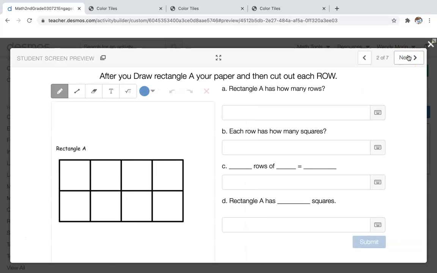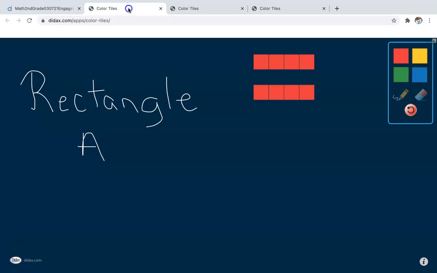So after you draw rectangle A on your paper, we're going to cut out each row. And so let's remember what rows are. They go horizontally. So you're going to cut your rows, 2 rows right there, right? You're going to put a cut. Now let's look at our tiles and see what it looks like. And you can compare your work to my work.